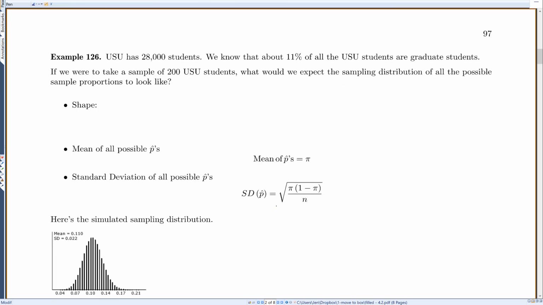So let's try an example to see how we could use that. USU has 28,000 students. We know that about 11% of all the USU students are graduate students. Now when I read that 11% of all, that tells me that's a population proportion. It's not a sample, it's a population proportion because it said all. So I could say that pi equals 0.11. If we were to take a sample of 200 USU students, what would we expect the sampling distribution of all the possible sample proportions to look like?